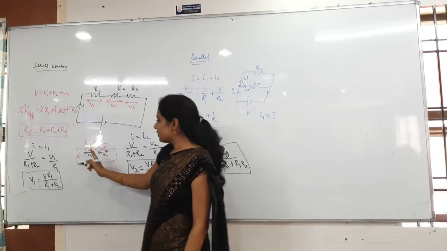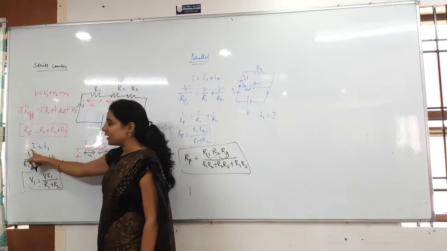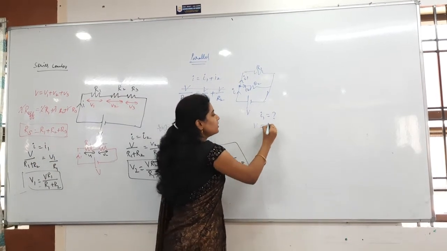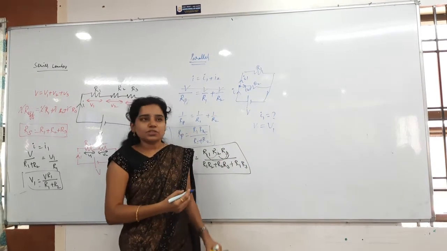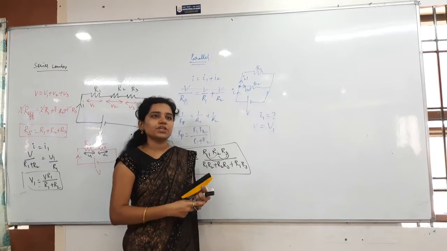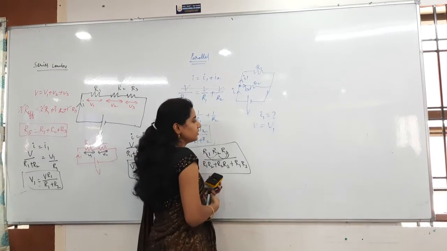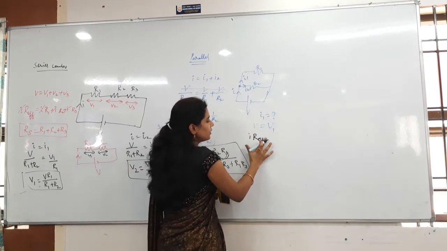Here for finding V1, what have we done? For finding the V1 value, we have taken I equal to I1. For finding I1, what can I take? V equal to V1. That's it. Finished. Why? Because the voltage is the same. So what is the formula for us? V is equal to IR. So I into R effective here, total I into R effective.